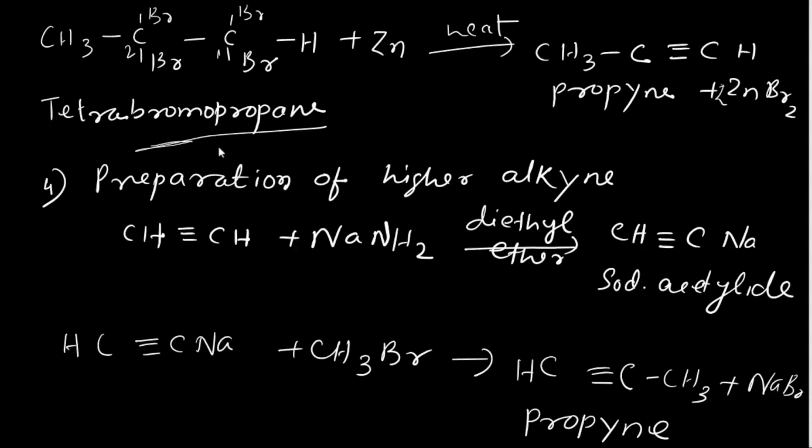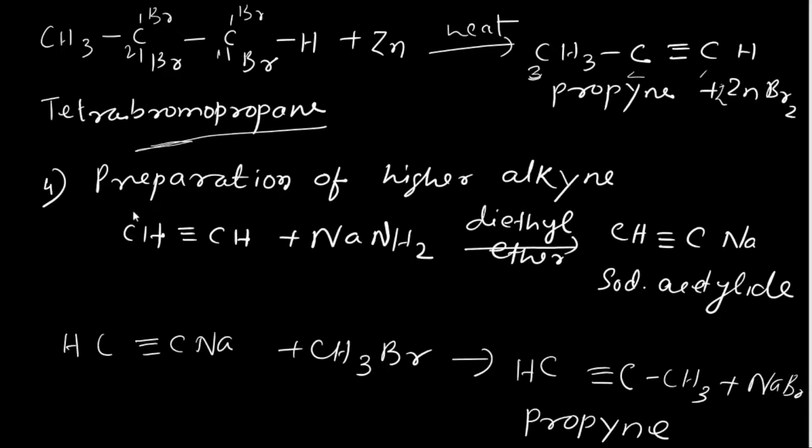ZnBr2 is a byproduct. Then what is the main product? That is propyne. This is number 1, this is 2, and here it is 3. So what is the name? Simply propyne, not necessary to say 1-propyne because only 3 carbons are there. The carbon atoms I have shown are 1, 2, 3. It indicates prop, that means 3 carbons, and since it contains a triple bond, it is propyne.